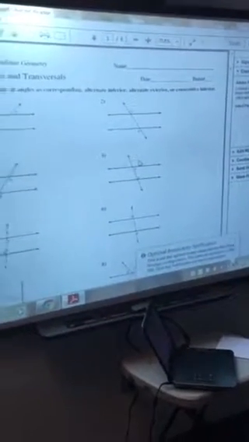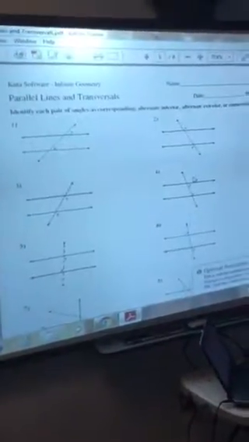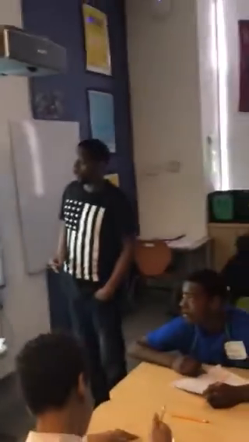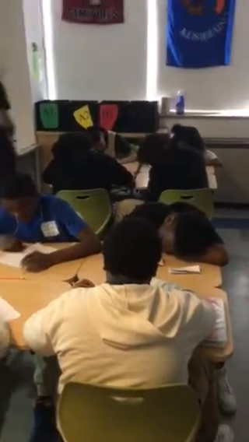Just so I can make sure you all know what you're doing. Jeremiah, what did you get for number 1? Corresponding. Corresponding angles. Anybody get anything different? Nope. Hey, young, you erased it. You got it wrong. What did you have? You put alternate interior? Oh, y'all put alternate interior?